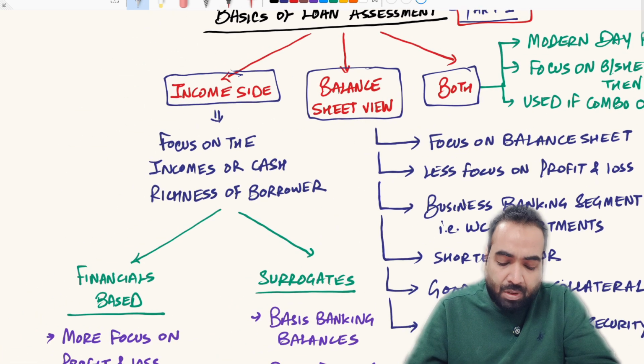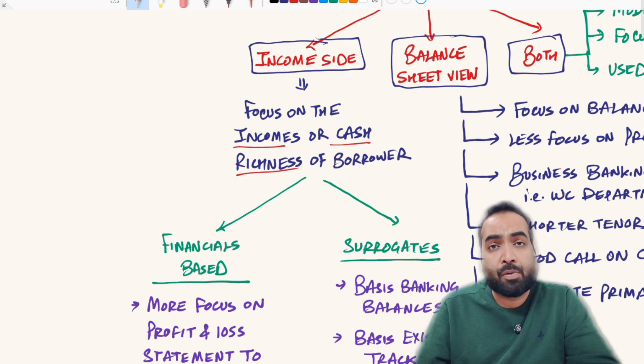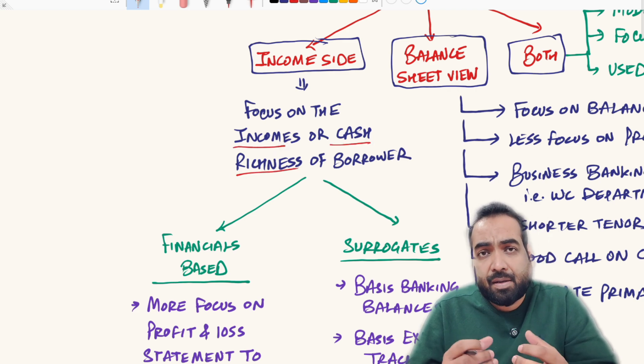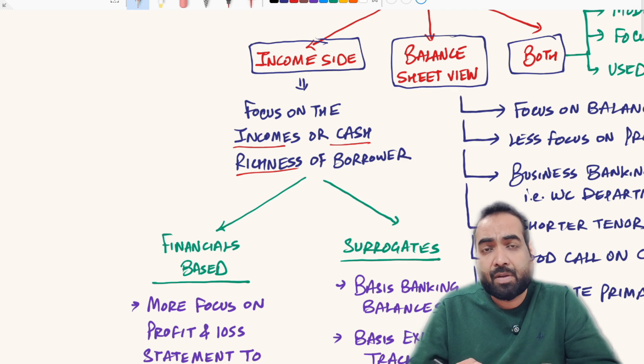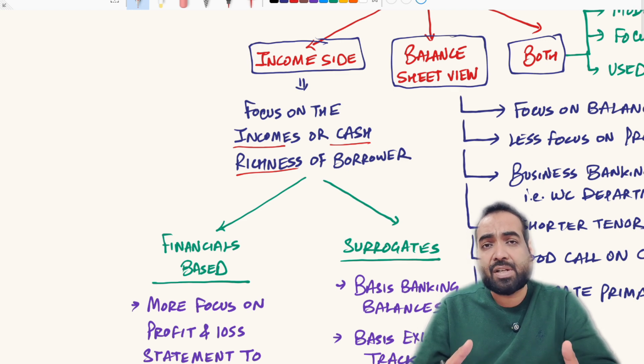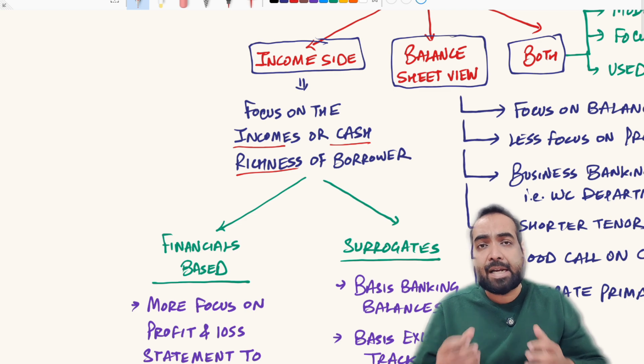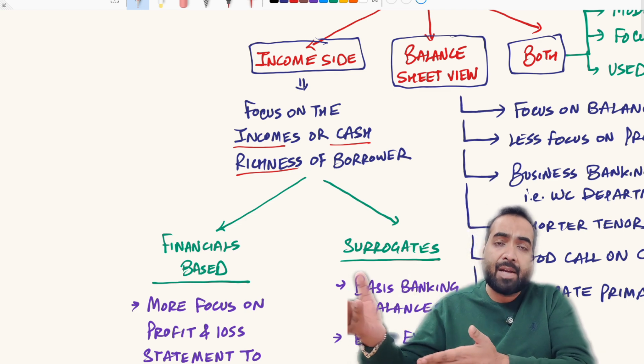When we come to the income side, the banks basically follow the fundamentals of the income or cash richness of the borrower. How much cash is generated by the borrower per month? If he is a salaried employee, how much net in-hand salary is received by him? If he is a businessman, how much cash profit is generated per month out of his business? Banks want to see how much of this generated cash, whether of a salaried employee or a businessman, we can use to repay the debt obligations to us or to other banks or NBFCs.